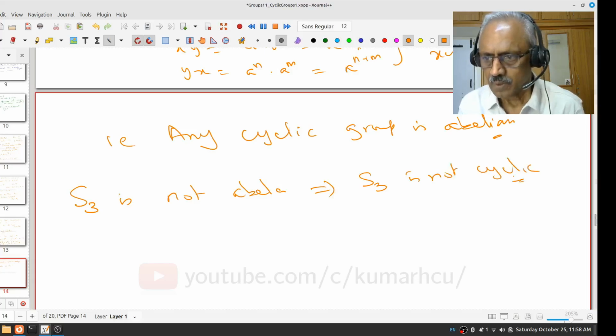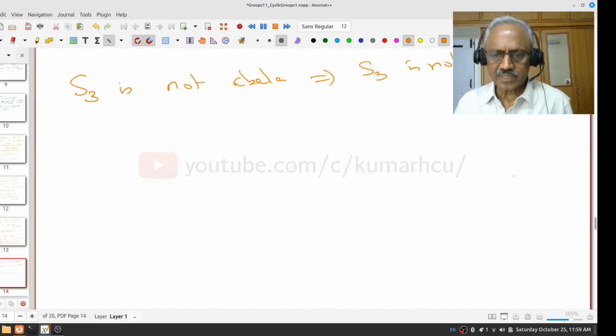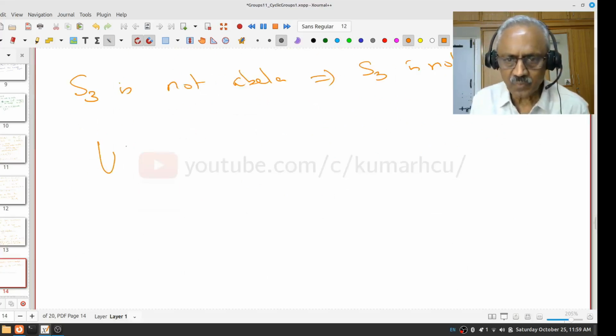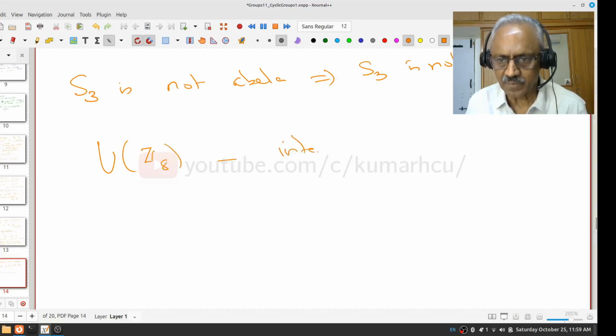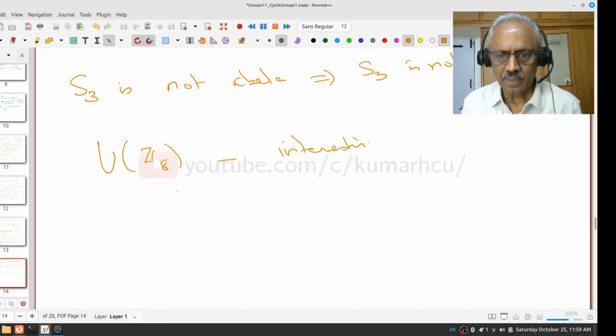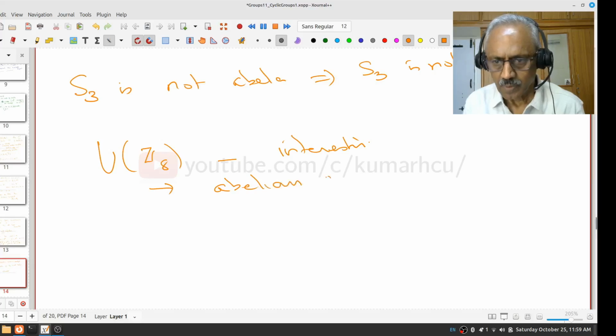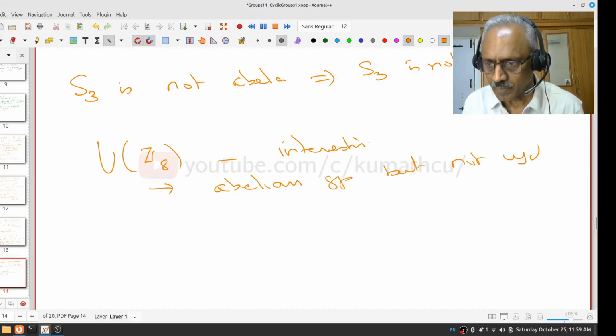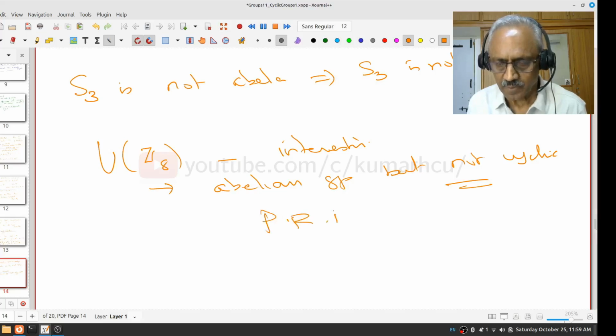Okay. So let's go back to this example. Why is this interesting? U of Z8. This example is interesting because it says this is an abelian group, but not cyclic. Okay, do you understand? Pause, review, proceed.